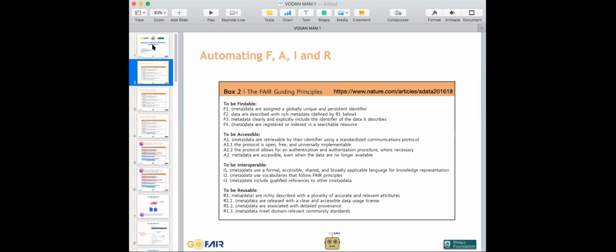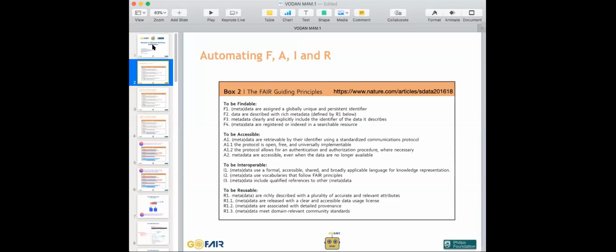To begin with, and I did this last week in my presentation as well, I'd like to begin by showing this figure from the original paper where the FAIR principles were published. This is just box 2. It listed 15 one-liners that we now consider the FAIR guiding principles. The mission behind FAIR is to essentially automate many of the functions for F, A, I, and R.